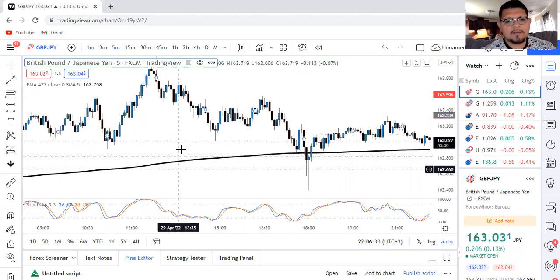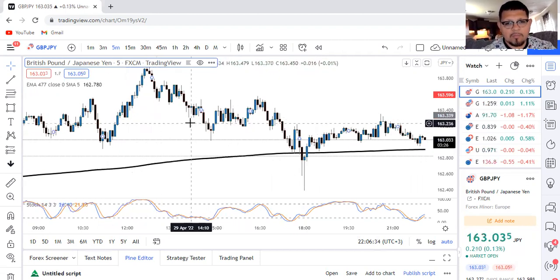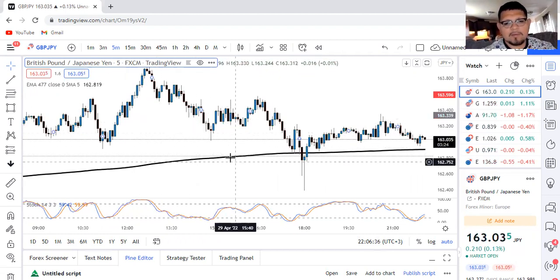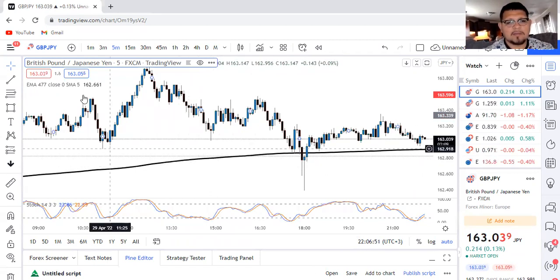So like I said, if you add a 31 moving average on the 1 hour time frame, it is going to resemble the 477 on the 5 minute time frame. So we're going down time frames. The 31 moving average on the H1 resembles the 477 on the 5 minute time frame, going 4 time frames down.